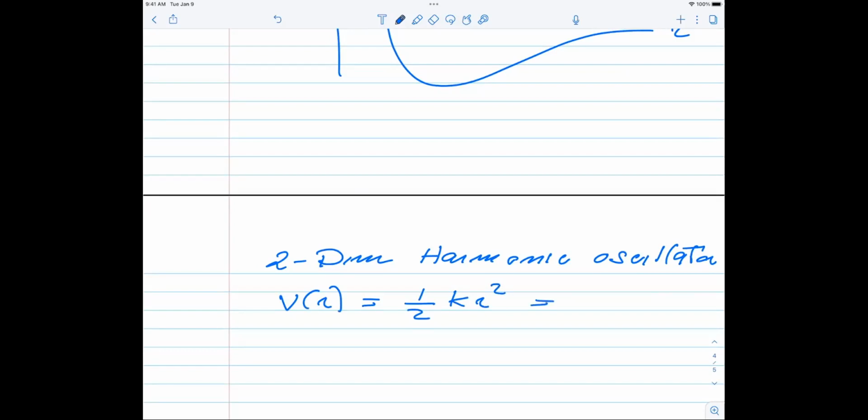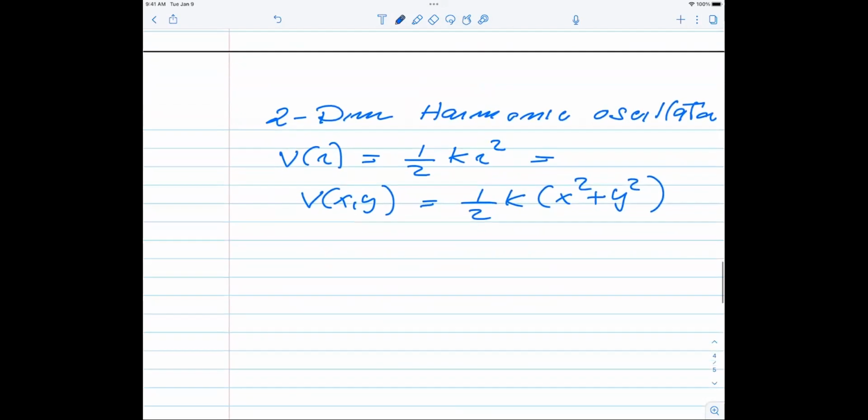And we could actually rewrite this in terms of x and y, because it's equal to 1/2 of k, the spring constant, times x squared plus y squared. So that's the harmonic oscillator in 2 dimensions. So whether we use r or x and y is going to give us equations which, as you will see, are easier to solve in the Cartesian coordinate system.